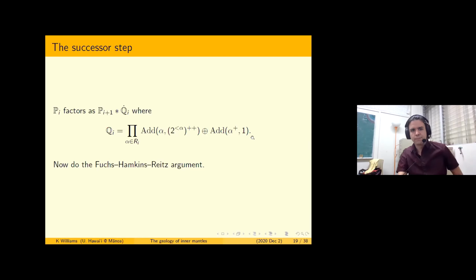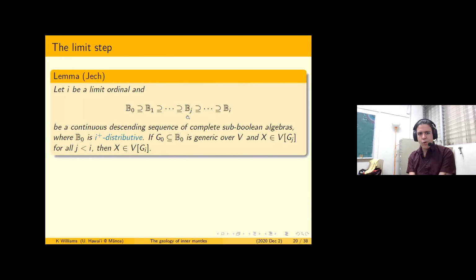Okay. So we do have to say something about the limit stage, because of course, in general, if you just intersect a bunch of extensions, why is the intersection of the extensions the same as the forcing extension by the intersection? And so Hamkins, in the context of proving some of these results about HOD, proved this lemma.